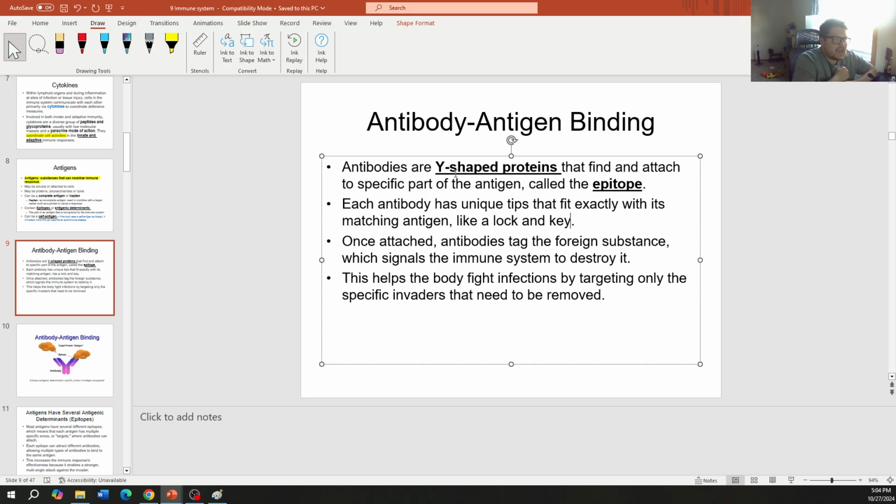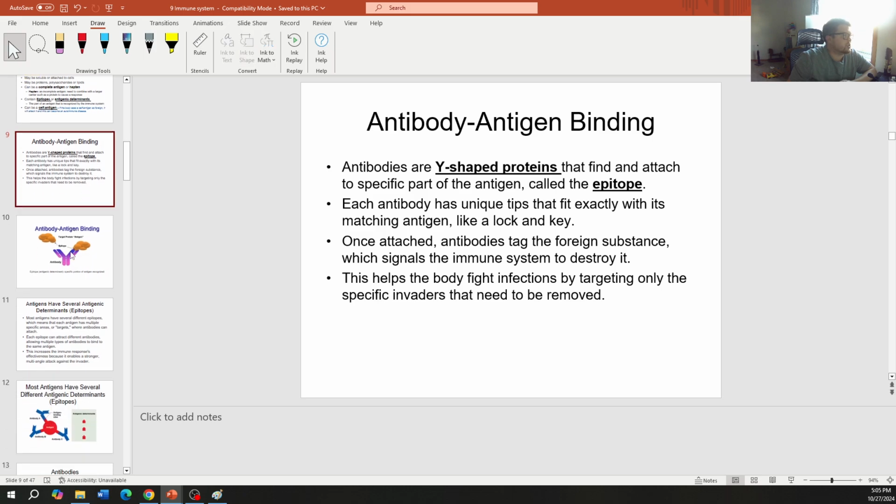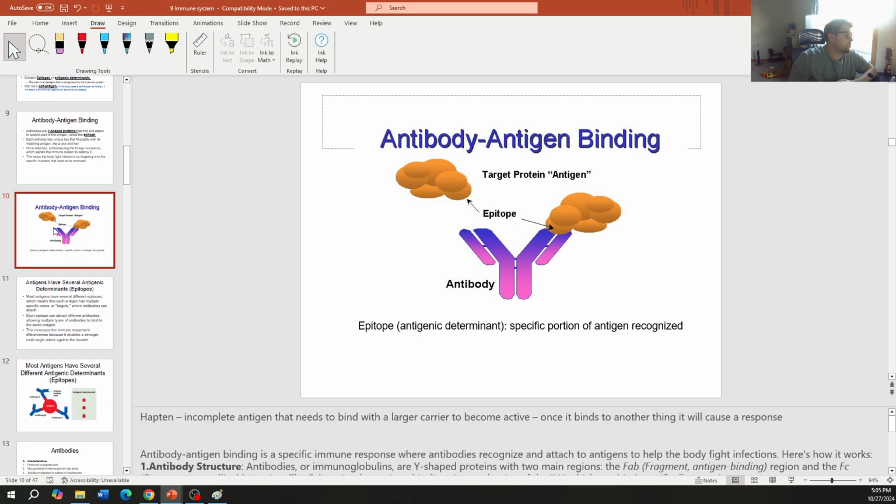Once they are attached, the antibodies are going to tag the foreign substance. So it grabs onto that part of the antigen called the epitope, and then it tags it saying, hey, this is not supposed to be here. So then our body can activate the cells that are going to go and break it down and destroy it, so make sure it doesn't cause problems.